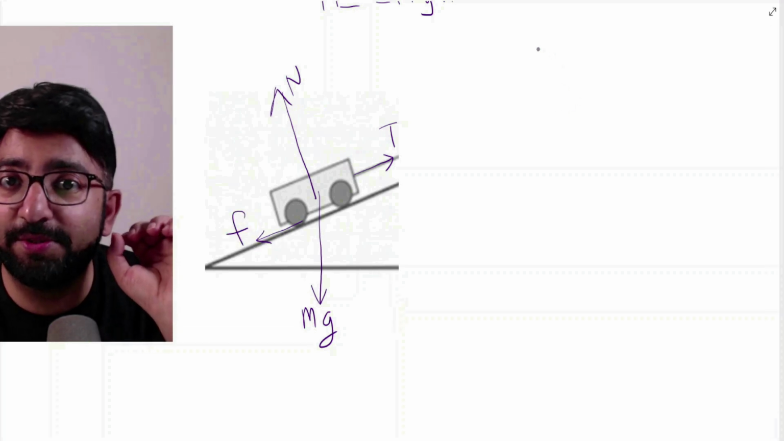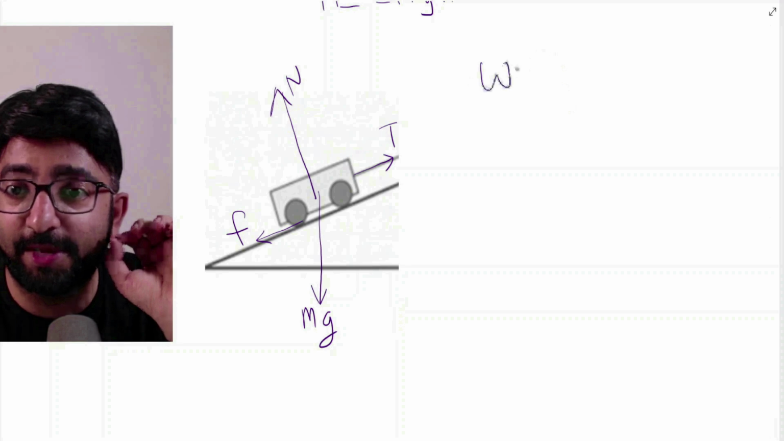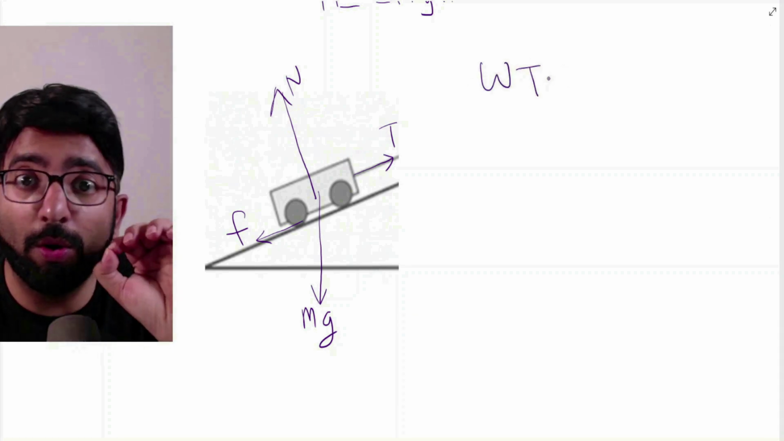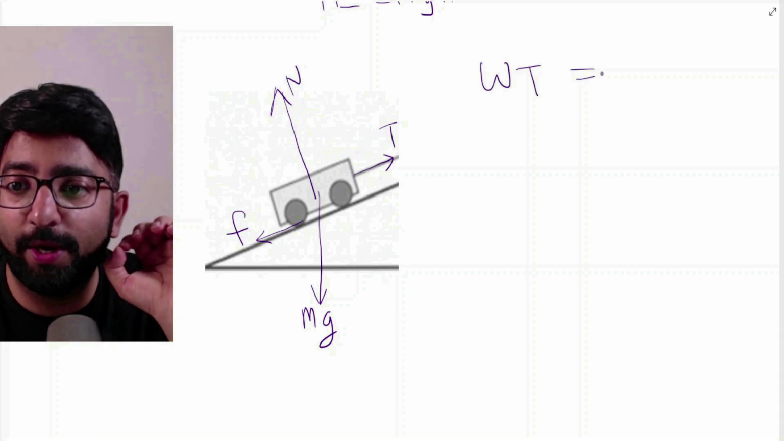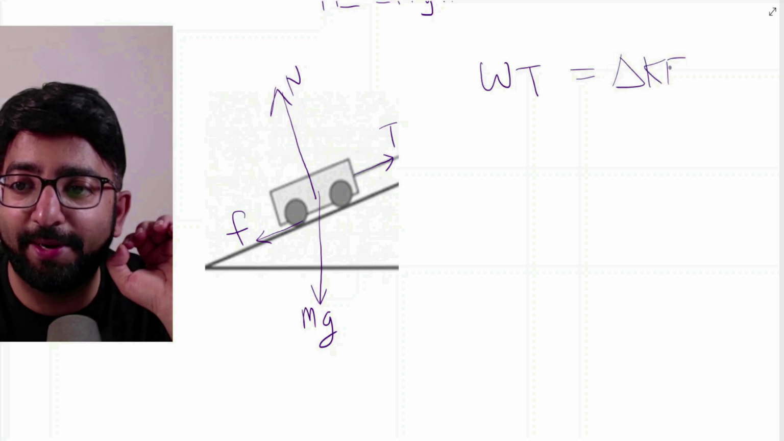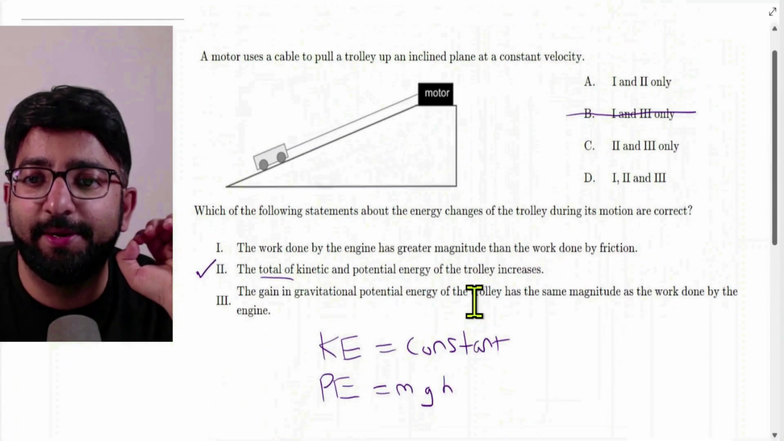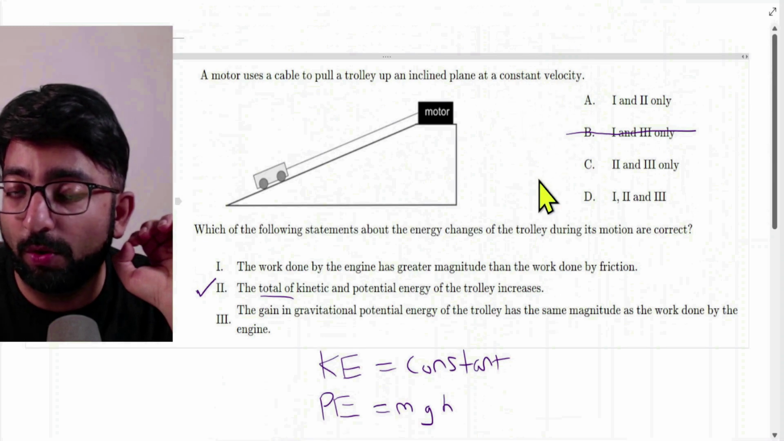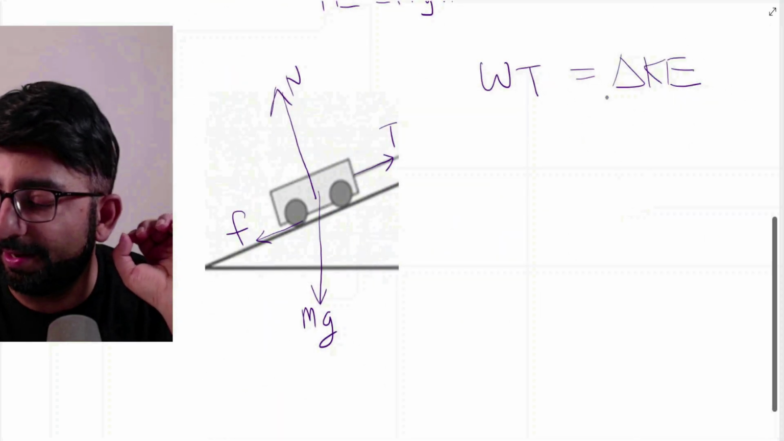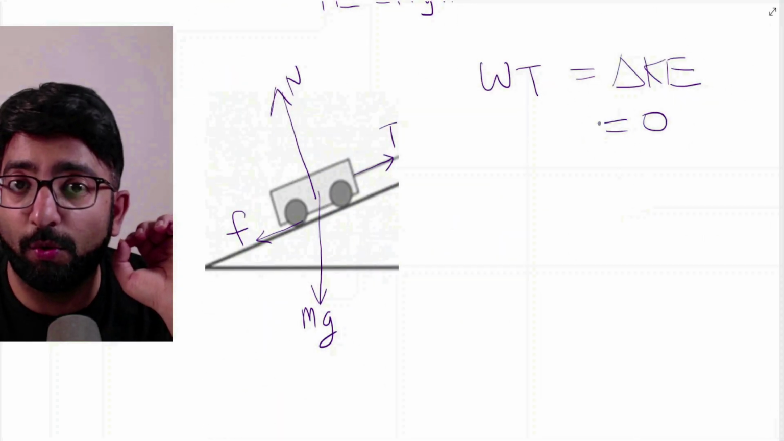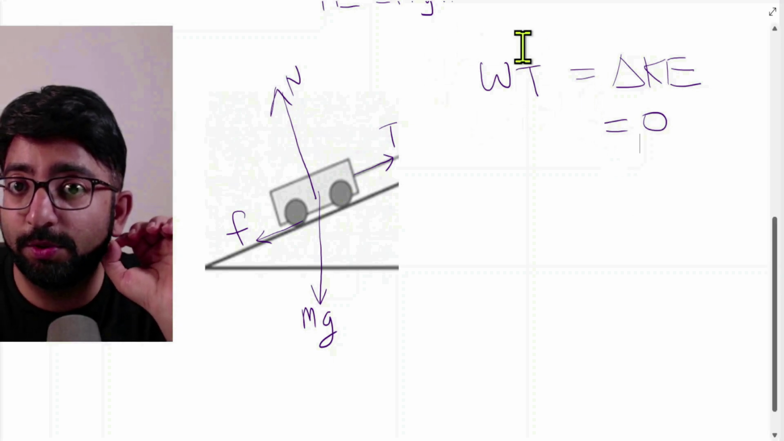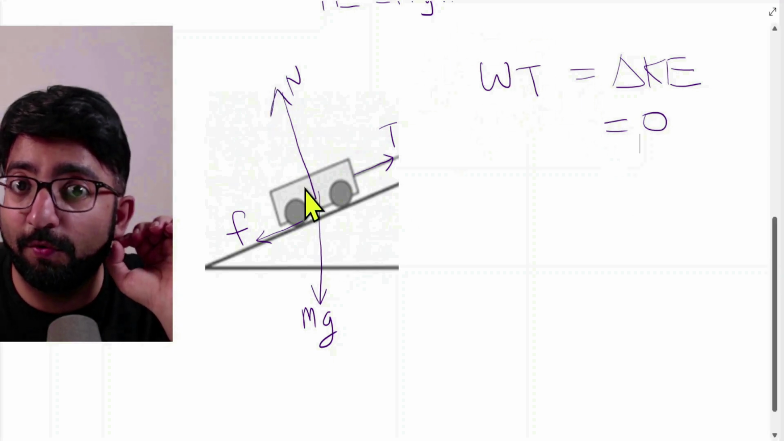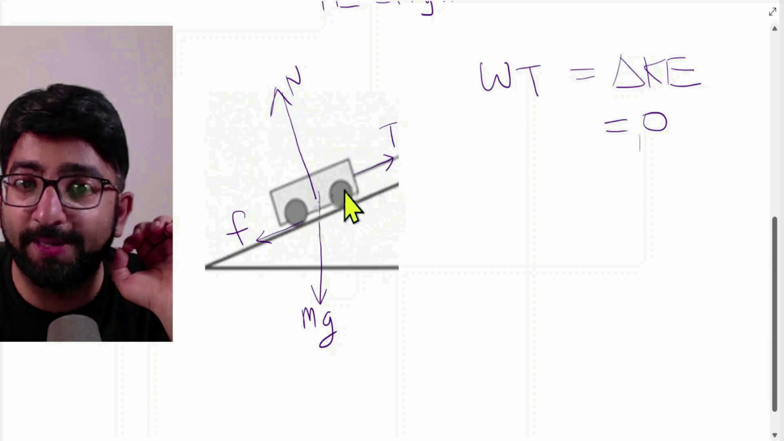And now we can use the work energy principle, which states that the total work done by all the forces acting on the object will be equal to the change in the kinetic energy. Since in the question it is mentioned that the velocity is constant, the change in kinetic energy will be equal to 0. So all we need to do is figure out the total work done. There are four forces acting here: normal reaction, tension, the gravitational force, and friction.